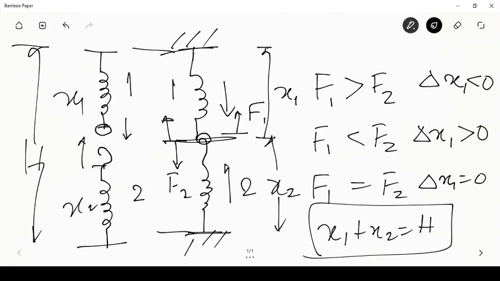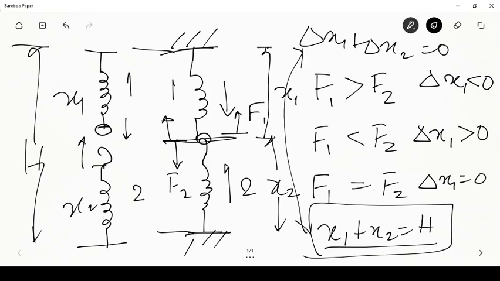Or in other words, if I differentiate this, I'll say delta x1 plus delta x2 equal to 0, because the h doesn't change. So when there is an increase in x1, there is a decrease in x2, and then when there is an increase in x2, there is a decrease in x1. So that is basically the thing. So we can express the condition for interaction either as x1 plus x2 equal to h, or delta x1 plus delta x2 equal to 0, or delta x1 equal to minus delta x2. That is what we understand by the condition for interaction in this particular case.